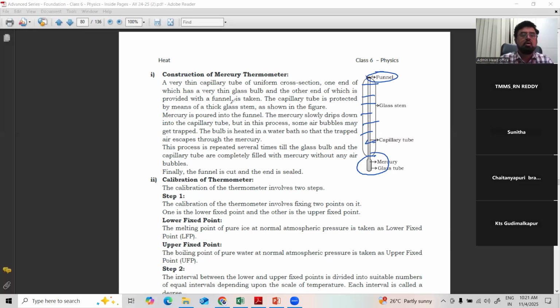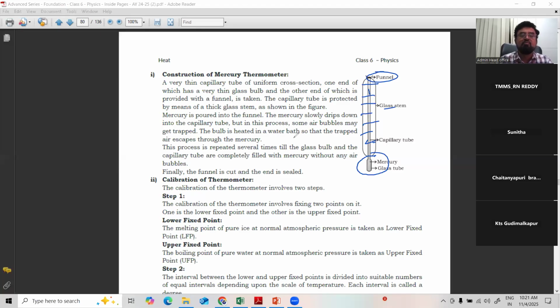The capillary tube is protected by means of a thick glass stem, as shown in the figure. So this is a glass stem. The stem is there for protection of the glass. This stem is inserted from the funnel. Mercury is poured into the funnel. The mercury slowly drips down and settles at the bottom.